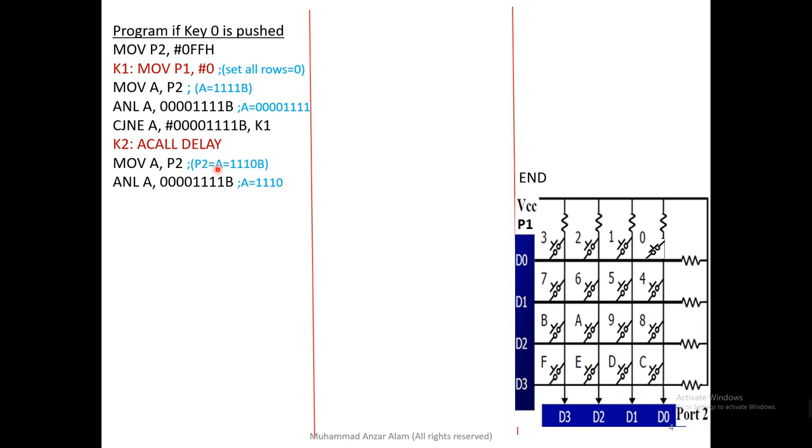Now performing the AND logic, so accumulator has value 0 1 1 1, and this value is 1 1 1 1, all one. So if we perform the AND logic, we will end up with this value 0 1 1 1. So accumulator will have value 0 1 1 1. Please remember these values as we will use them later on.